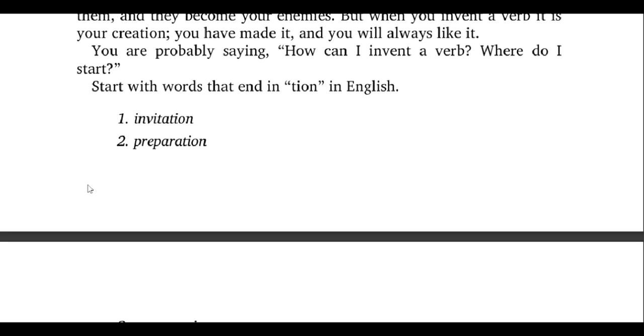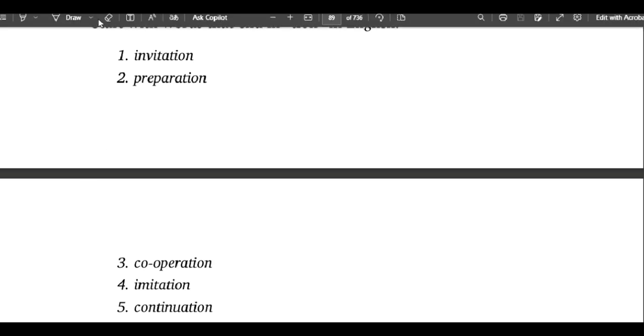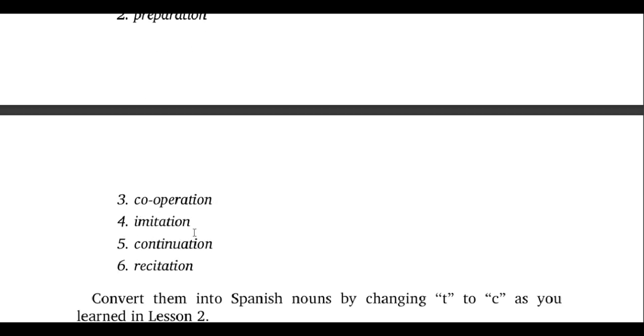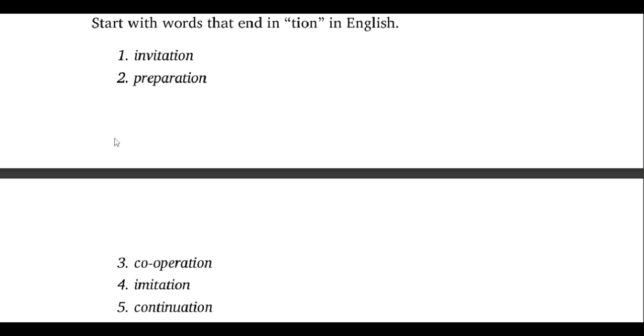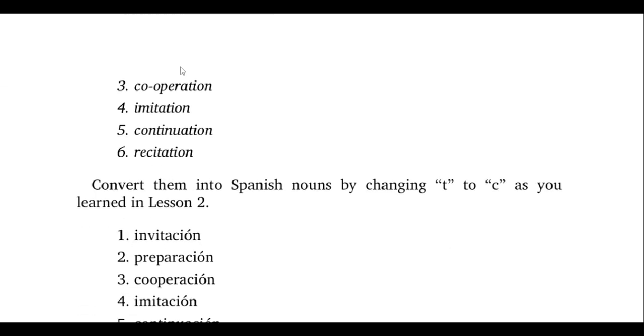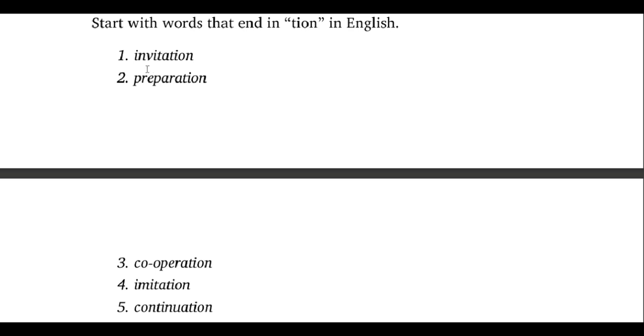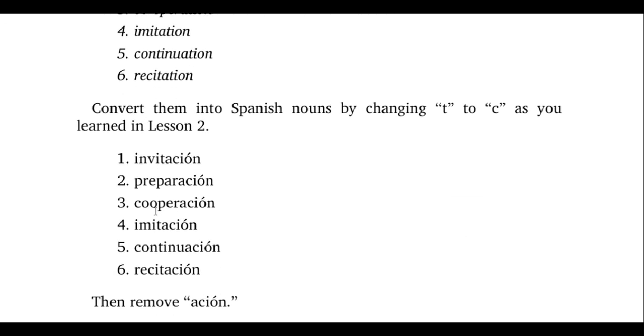Okay, so we have 6 words here. The first one is invitation, preparation, cooperation, imitation, continuation, and recitation. Okay, so these are all in English. To convert them to Spanish words, we change the T-I-O-N to a C-I-O-N. So invitation becomes invitación, like so. We change the T-I-O-N to a C-I-O-N and it becomes a Spanish word.